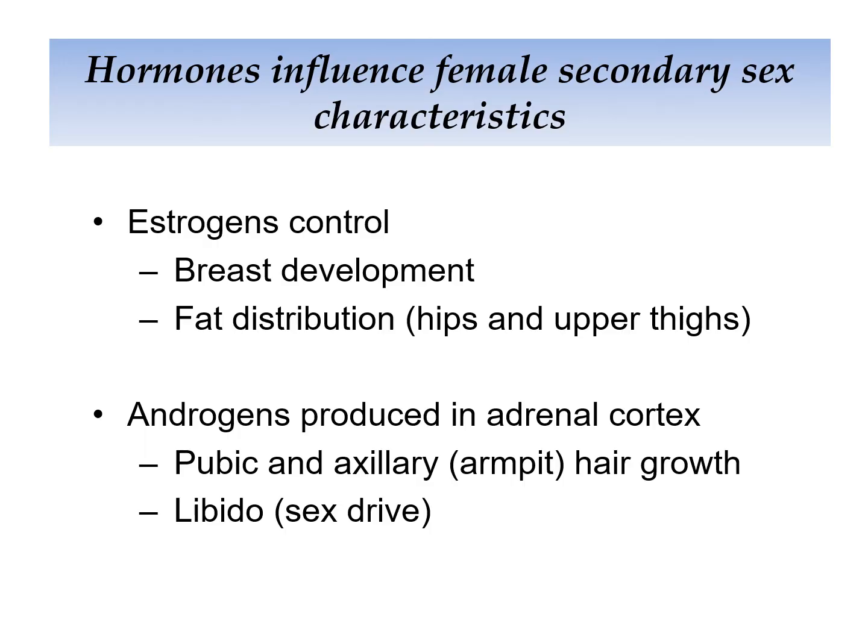So the hormones really also influence the female secondary sex characteristics. This includes breast development and the distribution of fat towards the hips and upper thighs. So you can imagine that all of this is preparing a woman to give birth, right? Of course, according to her choice, all right? And they also produce androgens through the adrenal cortex, and that's when they develop pubic and axillary hair growth, and much like men, libido or sex drive.